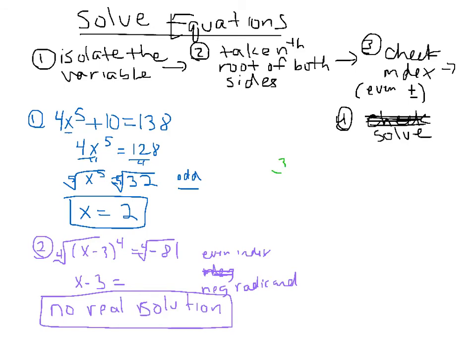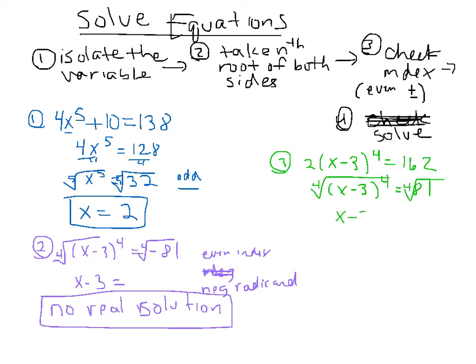is if we have 2 times x minus 3 to the 4th equals 162. So first thing we need to do is get this x minus 3 to the 4th by itself. So we're going to divide by 2. That'll leave us with x minus 3 to the 4th equals 81. Now we need to get rid of that exponent of 4. So we're going to take the 4th root of both sides. Because my exponent is 4, we're going to take the 4th root of both sides.